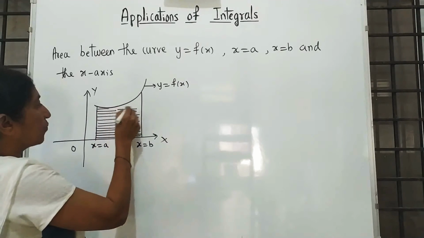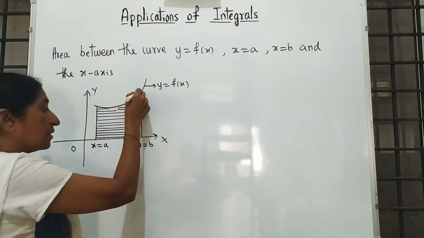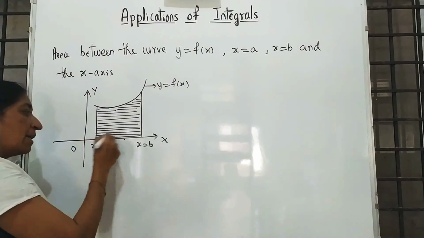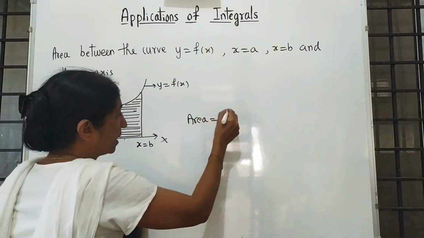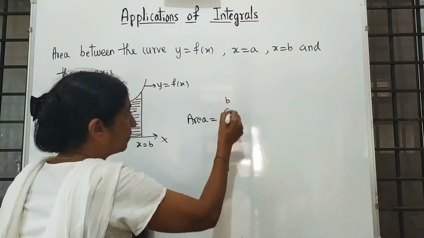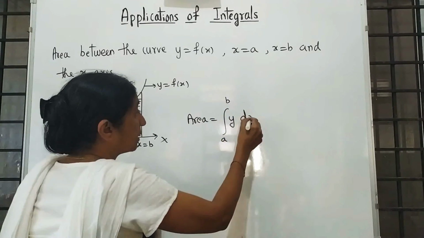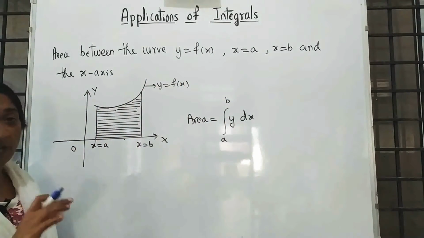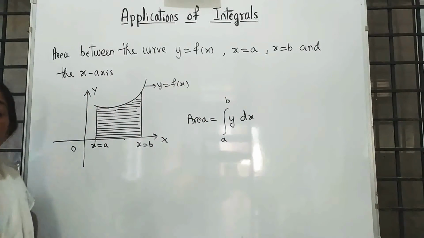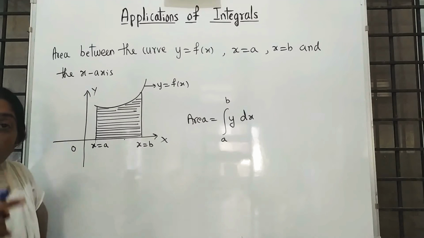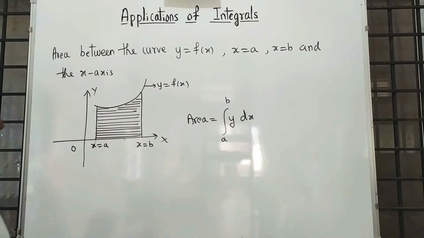And there is a formula. If you are using the curve, the x-axis and these lines, the required area is equal to integration from a to b of y dx. That means whatever is the given y value, you have to write it in the form of x. The area is calculated as integral from a to b of y dx.